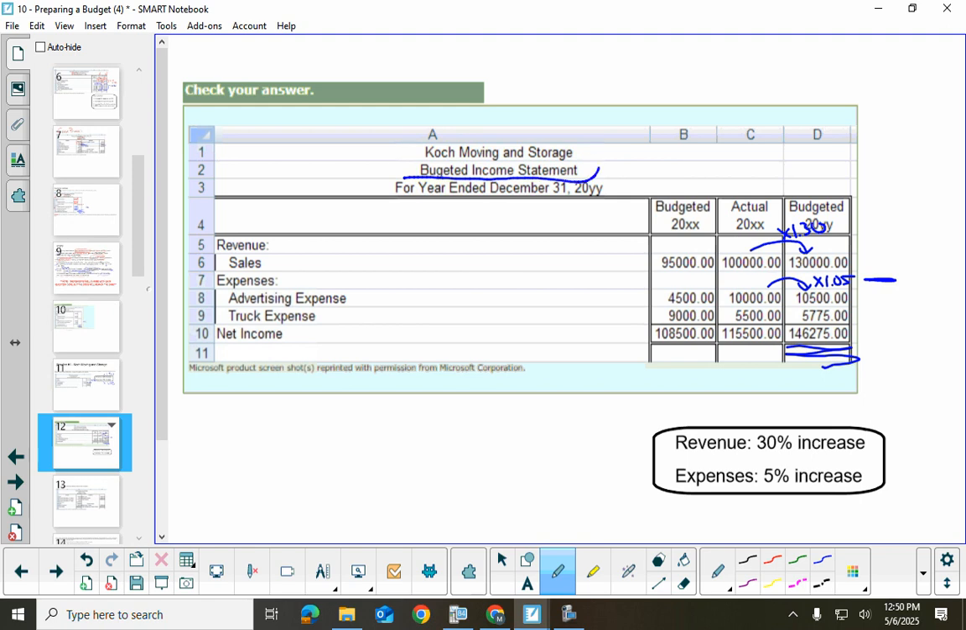Okay, so rant over. Okay, so budgeted income statement, straightforward. Whatever it tells you to do in the question, that's what you do.